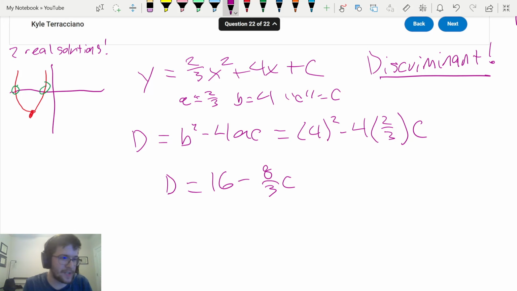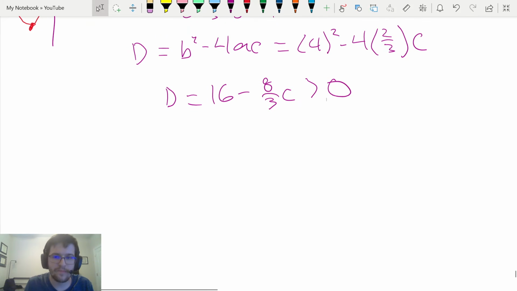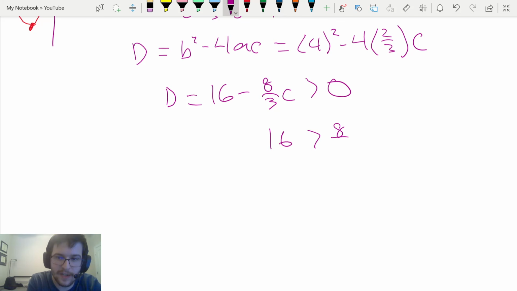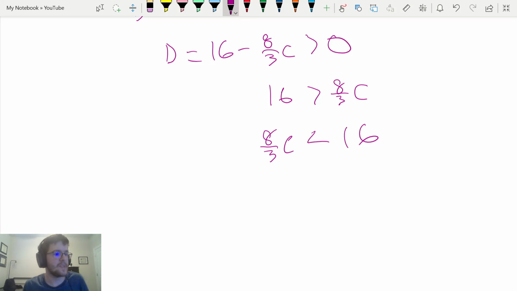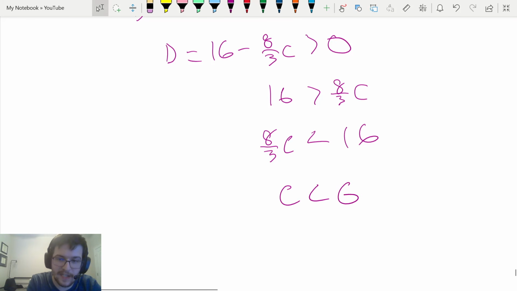And if it has two real solutions, that means it's greater than 0. So if I add 8/3 C, how about that? 16 is greater than 8/3 C. Now I'm going to flip it because we want the C on the left side. Whenever you solve an inequality, you want the variable on the left side. So 8/3 C is less than 16. See how I flipped it? Now you're going to divide both sides by 8/3, and you could just do this on your calculator. So 16 divided by 8/3 is 6. So C is less than 6. Boom.